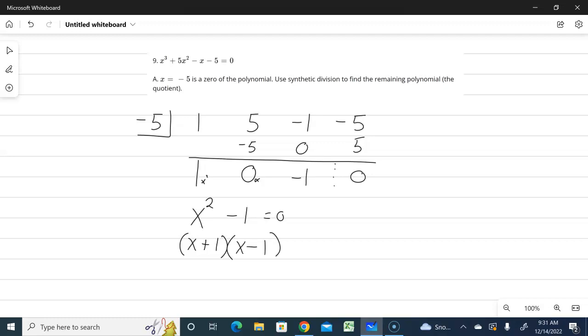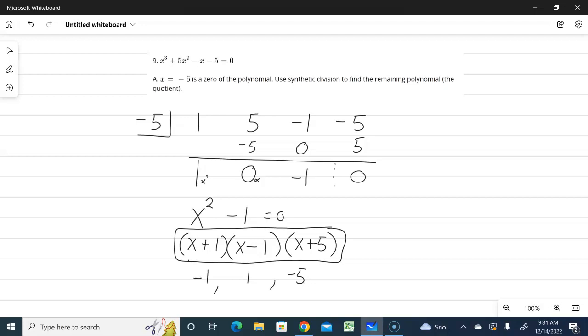Keep in mind, if -5 was a solution, x plus 5 would be the other factor. So if we are asking for the factors to this polynomial, there would be our factors. If we're asked for the zeros of this polynomial, we set each one of our factors equal to 0. We find -1, 1, and -5.